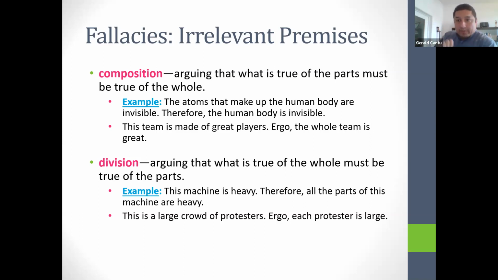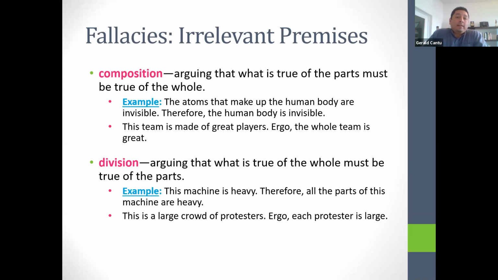So composition is where you move from parts to whole. Think of the terminology: composition, you compose a whole out of parts. So you begin with parts and you end with wholes. It's arguing that what is true of the parts must be true of the whole. So you're arguing that some feature applies to the parts, therefore some feature applies to the whole. So atoms that make up the human body are invisible. Therefore, the human body is invisible.